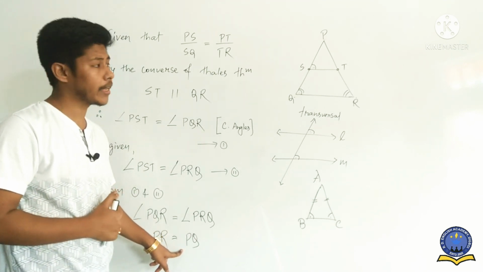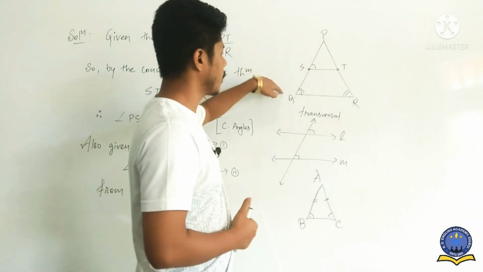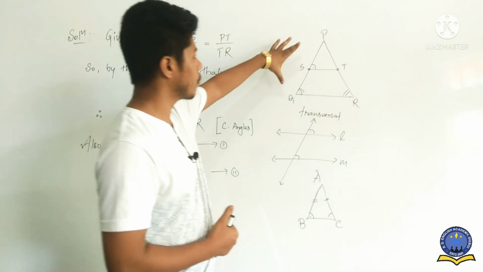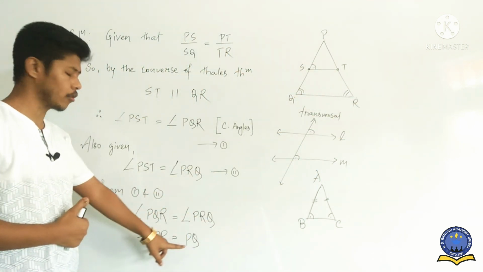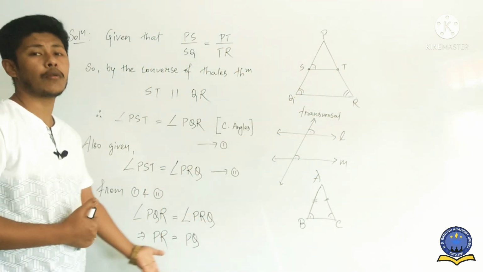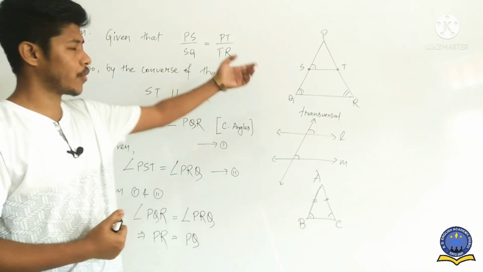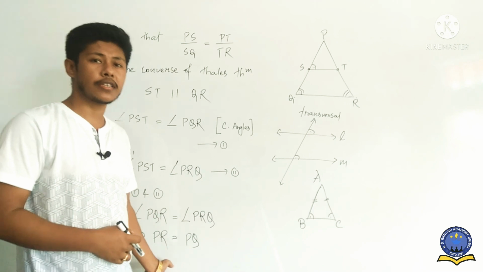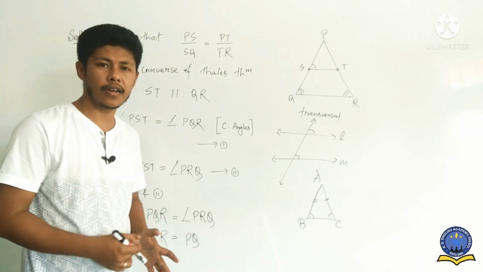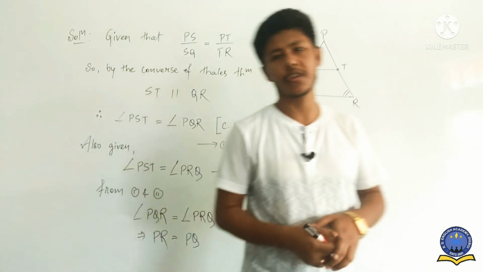So how many sides do we get equal in this triangle PQR? Two sides. One is PQ, another one is PR. You see here, PR equal to PQ we get. So from here what can we say? Hence, this triangle is an isosceles triangle. Why? Because two sides we already proved equal here. Is it clear? I hope all of you understood this one.